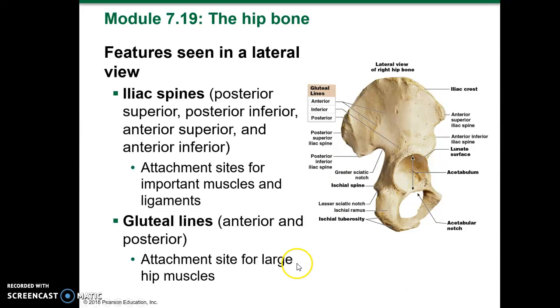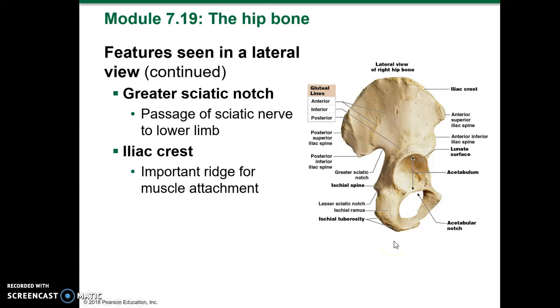We have gluteal lines, both the anterior and posterior. These are attachment sites for your large hip muscles. You have the greater sciatic notch, which is a passageway of the sciatic nerve to your lower limb. You have the iliac crest, which is an important ridge for muscle attachment.